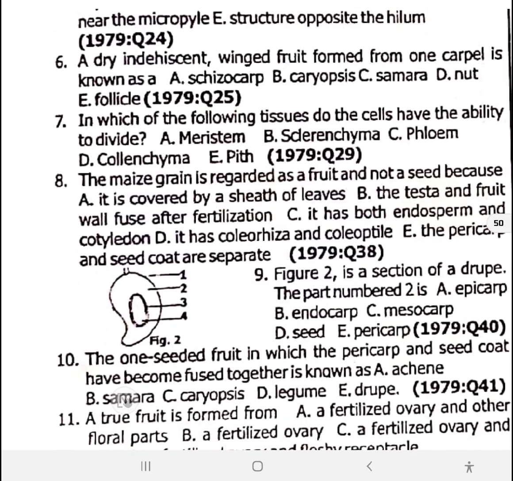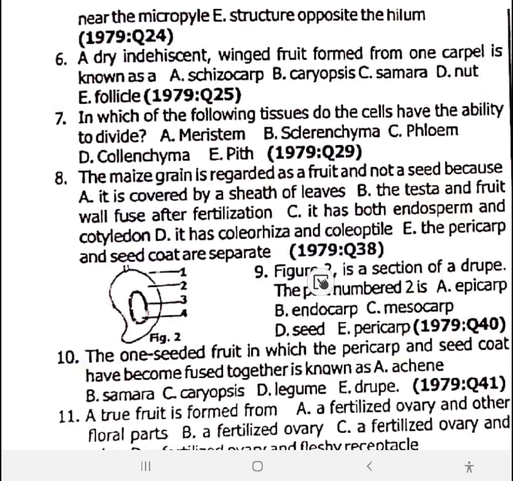Number 9, let's tackle number 9. Figure 2 is a section of a drupe. Jot down, the part number 1 is called the epicarp. The part number 2, this middle part here, is called the mesocarp. The part number 3 is called the endocarp. And 4 is called the seed. So number 9 is option C, mesocarp.